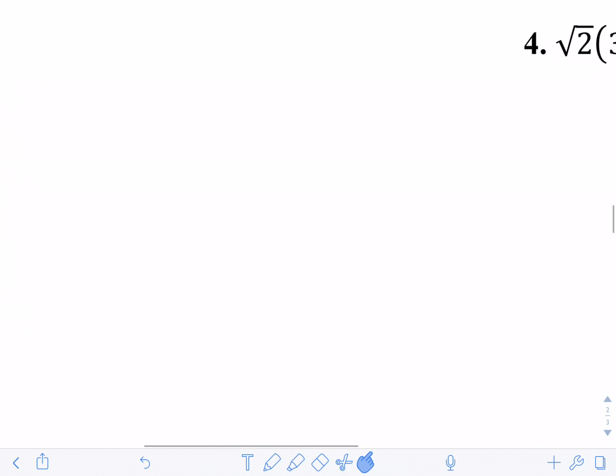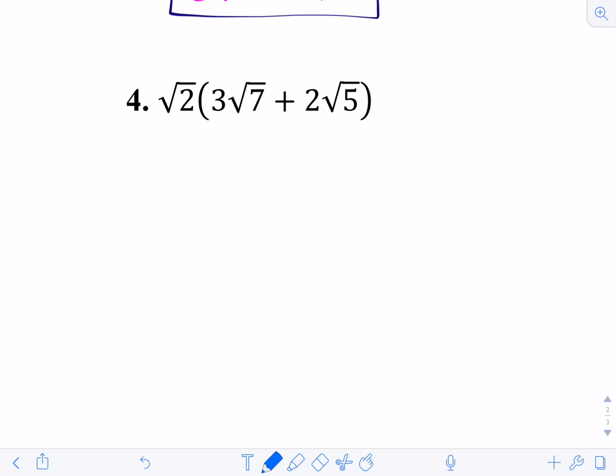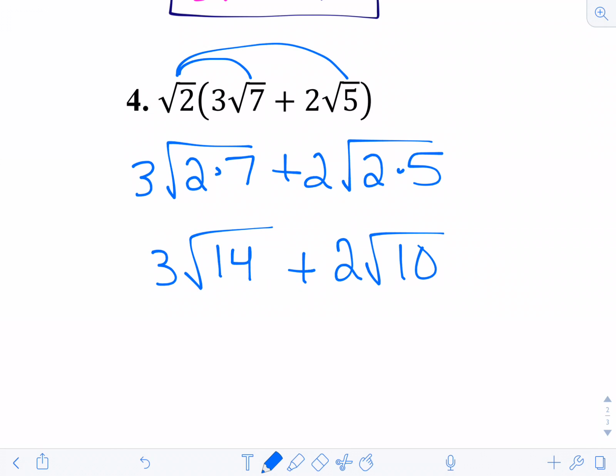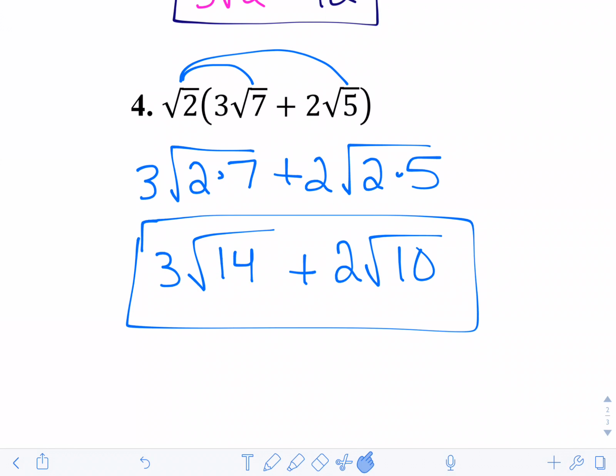Okay, number 4. So same thing, we're going to distribute the square root of 2 to everything inside. So you have 3 square root of 2 times 7 plus 2 square root of 2 times 5. Well, 2 and 7, those are prime numbers. There's no pairs, so I'm going to simplify that. It's just 14. And then over here you have 2 times 5 on the inside. Both of those are prime numbers. There's nothing I can do to simplify that, so 2 square roots of 10. 14 and 10 are separate numbers. They're not the same, so I can't combine them, so that's my final answer.